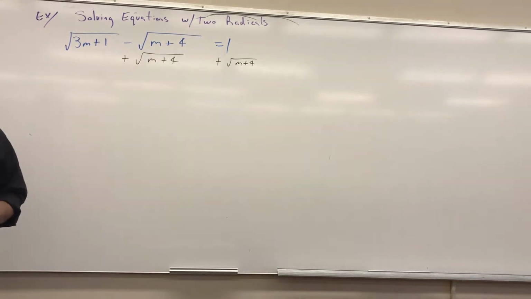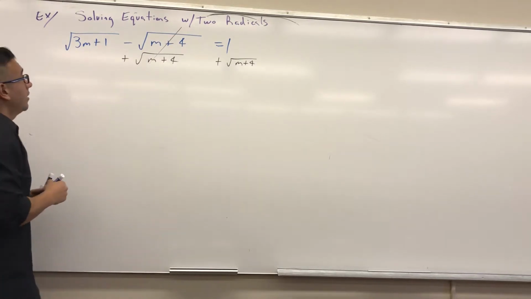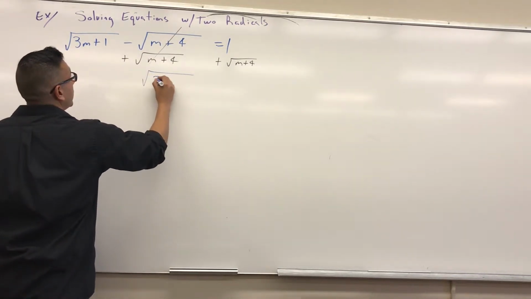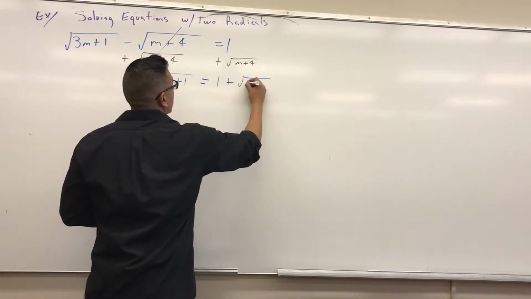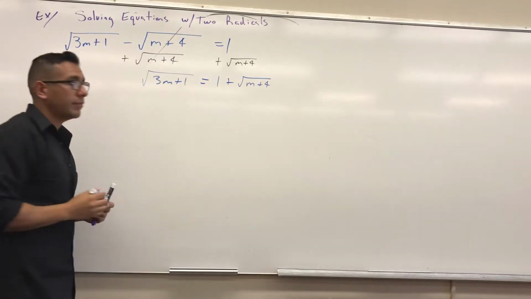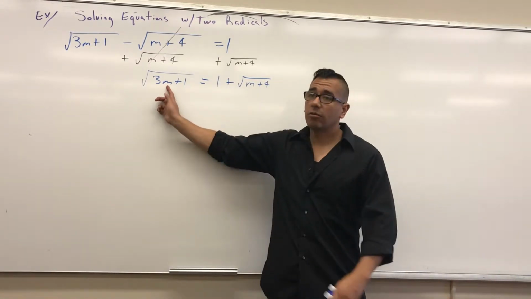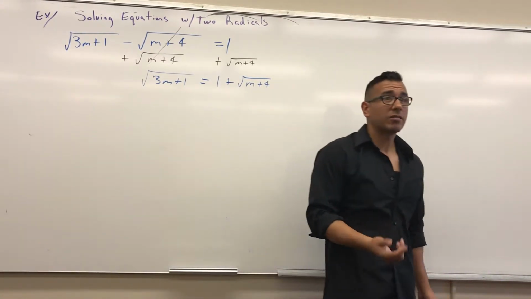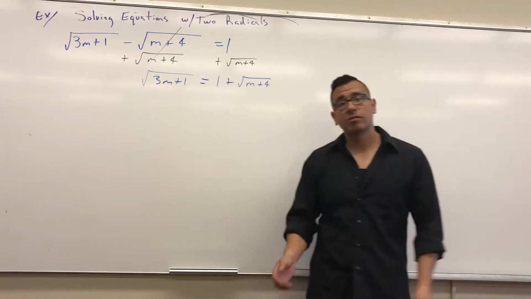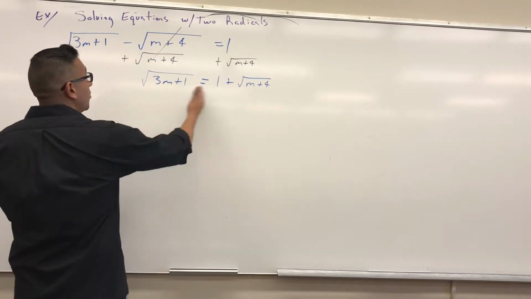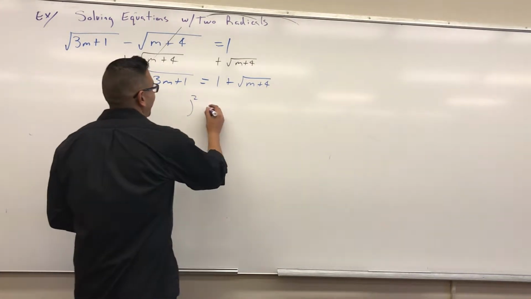So we add that to both sides. All right, so this cancels. So now on our left-hand side, we're left with the square root of 3m plus 1, and that equals 1 plus the square root of m plus 4. All right. Now, how do I get rid of this radical? What did our notes say? What was the second thing we did yesterday? Raise it to the power. We raise it to the power of the index. What's my index? 2. Right? So we raise both sides, we square both sides.